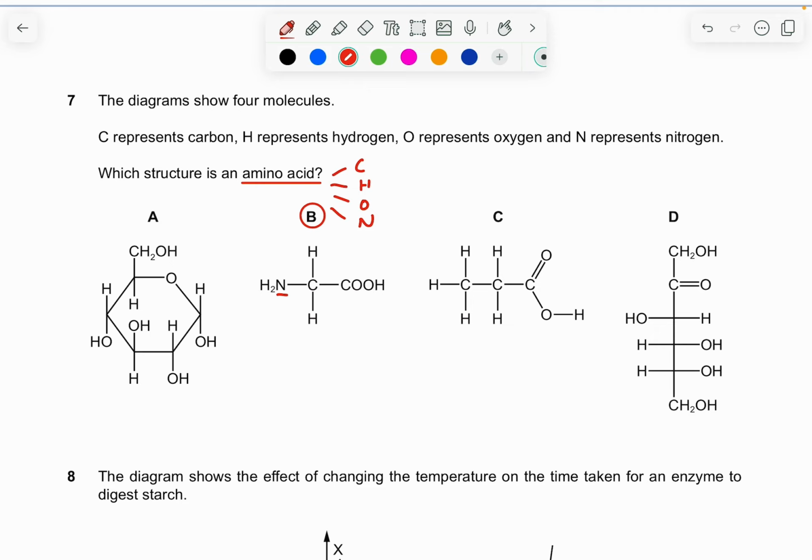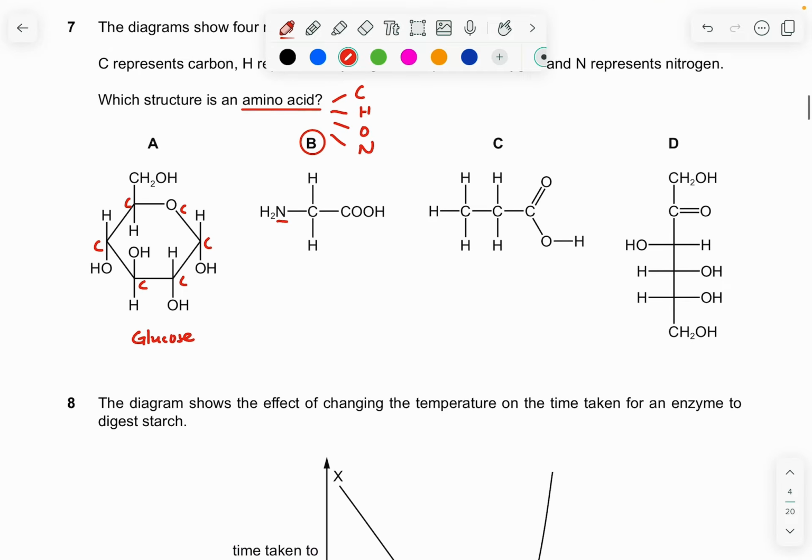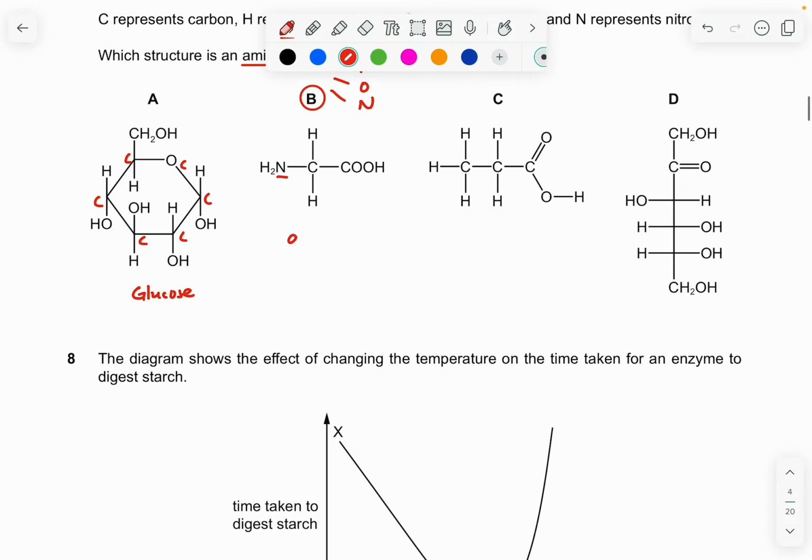If you want to do extra, for A, if you look at the structure, how do you look at this diagram? I will teach you a little bit because this is something that you learn in A levels. You can see that there is 1 carbon, 2 carbon, 3 carbon, 4 carbon, 5 carbons, and 6 carbon actually. So this is actually glucose. And this one is an amino acid. We know this is the correct answer already.